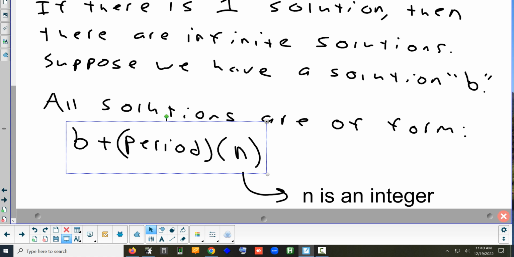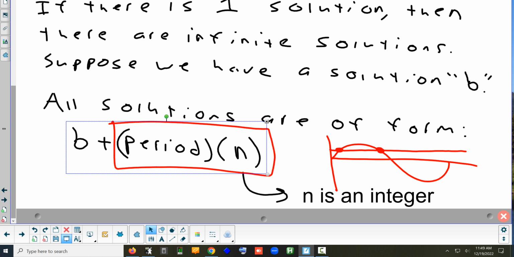But you do need to find all the answers in one cycle. So if you have a problem like this, how many answers are there per cycle in this problem? 2. So you have to find this one using intersect, and find this one, and then say that each one of those repeats every cycle by putting this on the end.